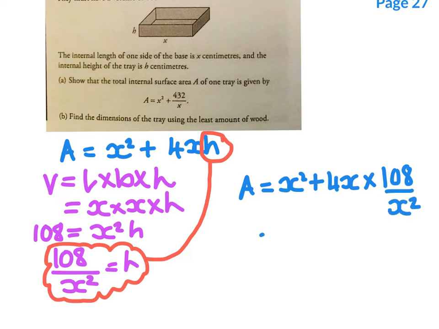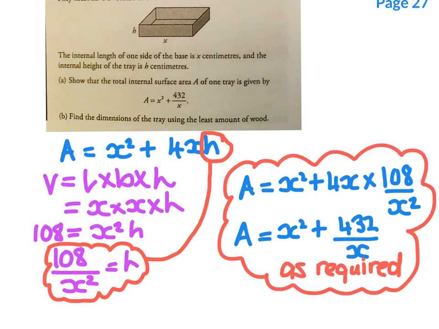I'm going to tidy that up a little bit. So x squared plus the x up here is going to cancel with one x on the bottom, so I'm just going to do 4 times 108, which is 432, and I've cancelled out one of the x's, so I've just got x on the bottom. And now I've got the same expression that I was asked for in the question.